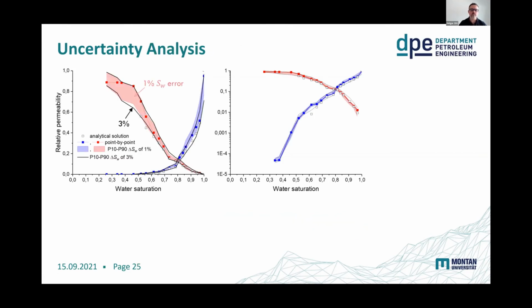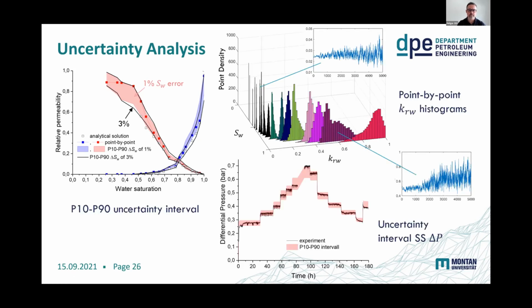This is now our P10 to P90 based interval for different assumed experimental errors. You see here 3% of water saturation error and here 1%. 1% is a bit low, 3% rather realistic. So you can play around with the data and say a little bit about what your data mean and what is an honest evaluation of this kind of data for stochastic modeling.